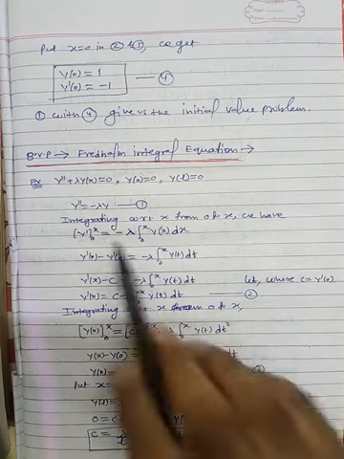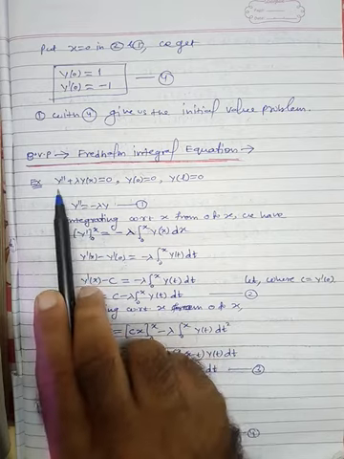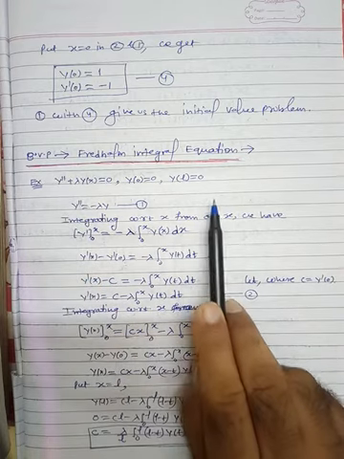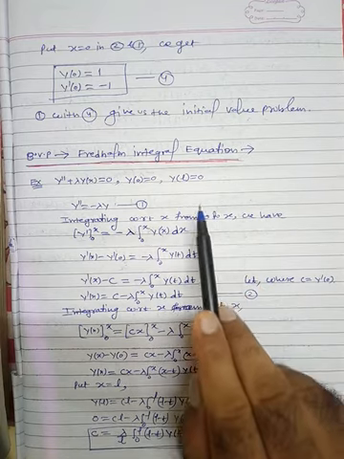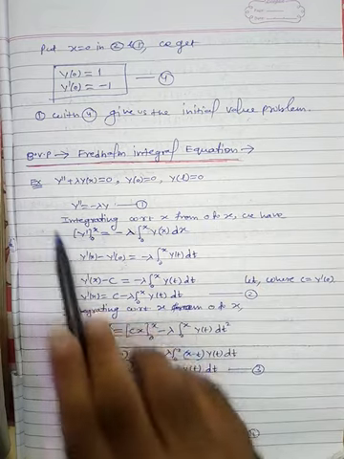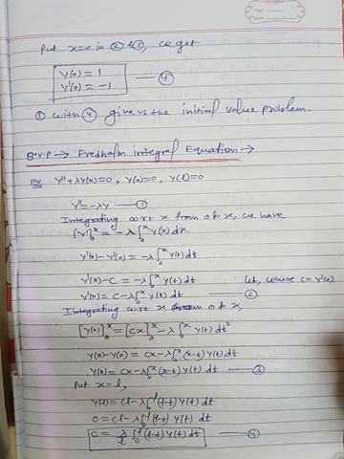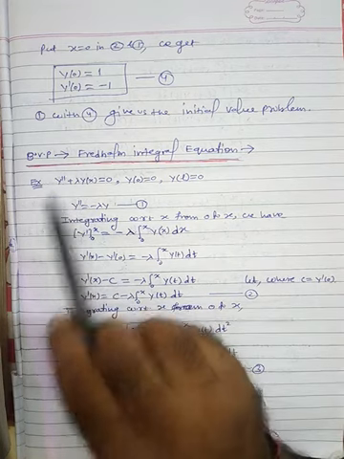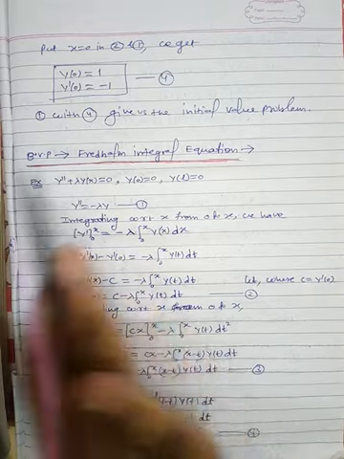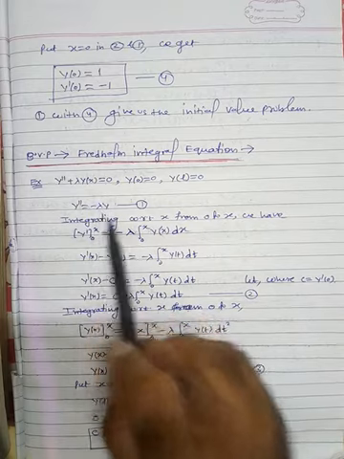Let's see. Our target is first to convert the problem into an integral equation, and then from this integral equation revert back and get to the original differential equation. So this is our target. That's why we will use the second method. The second method means take the highest order derivative of y on the left hand side and the rest of the terms on the right hand side.